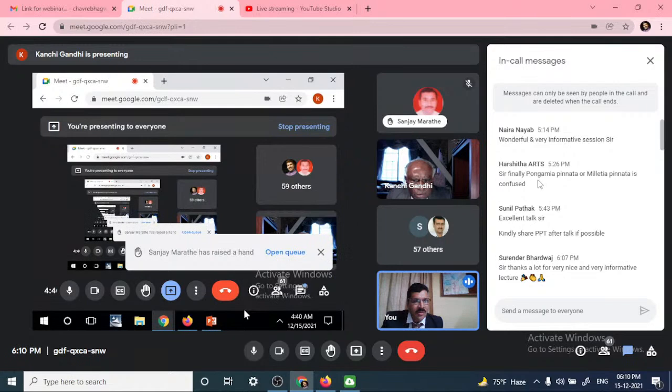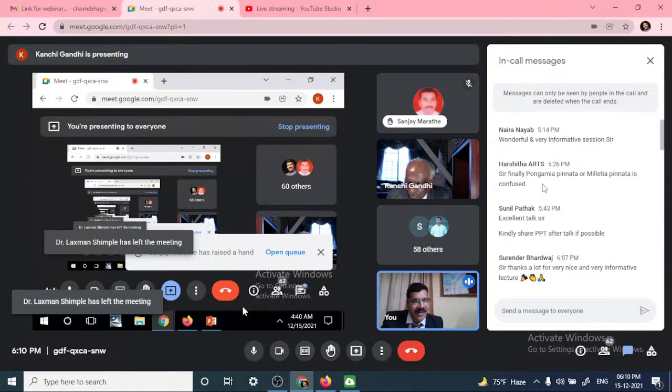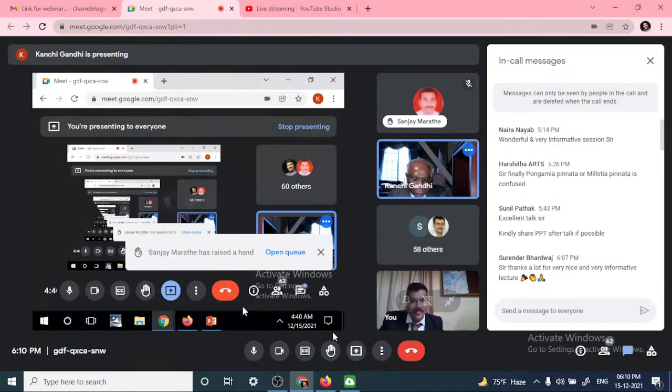You told about the nomenclature of Pongamia pinnata to Milletia pinnata. I think Harishita was somewhat confused regarding that. Which is the correct name, Pongamia pinnata or Milletia pinnata? So now, according to the code, Pongamia is a conserved name.